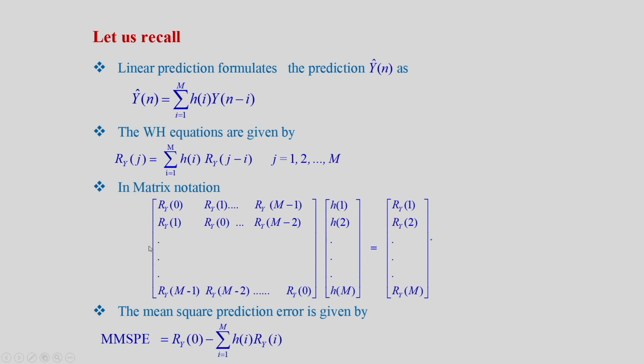Here this is the autocorrelation matrix, this is the prediction coefficient vector, and this is the autocorrelation vector. So, by inverting this relationship, we can find the LPC coefficients h1, h2 up to hm. Similarly, the minimum mean square prediction error, MMSPE, is equal to R_y(0) minus summation h_i into R_y(i), i going from 1 to m.